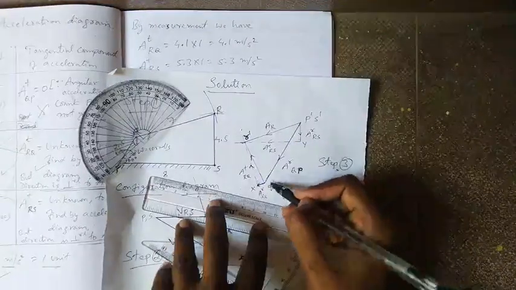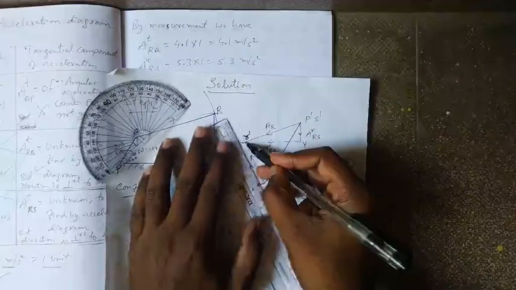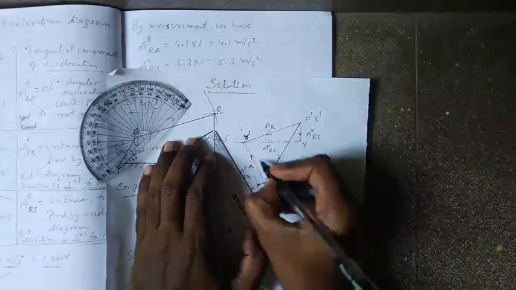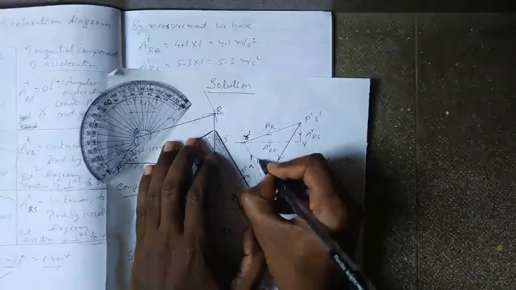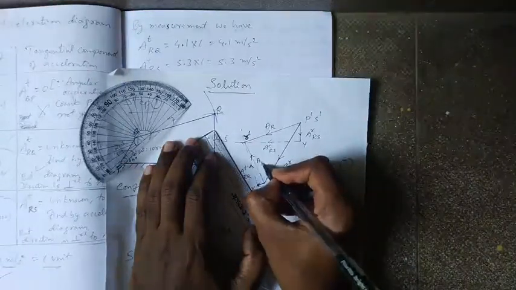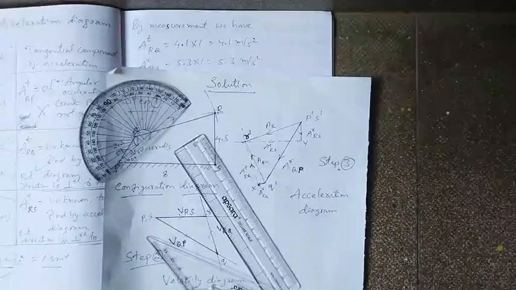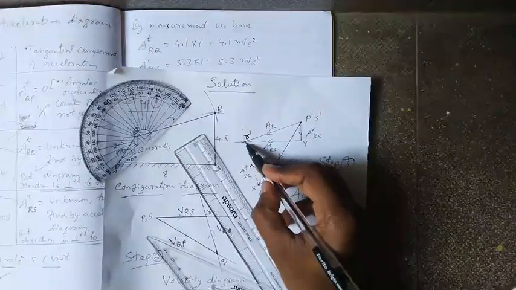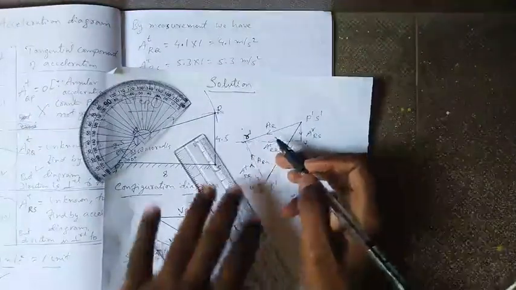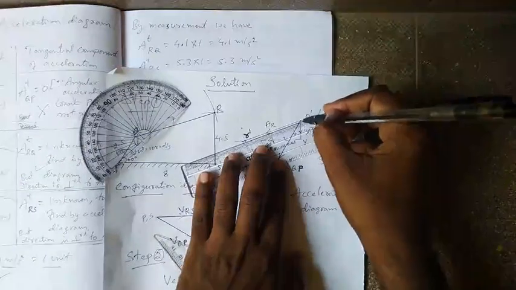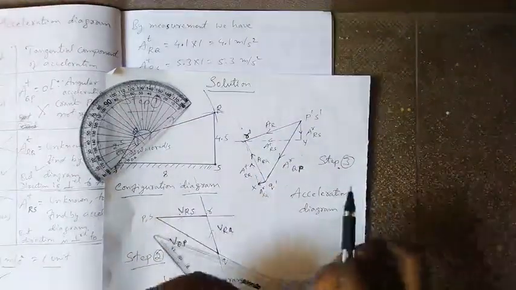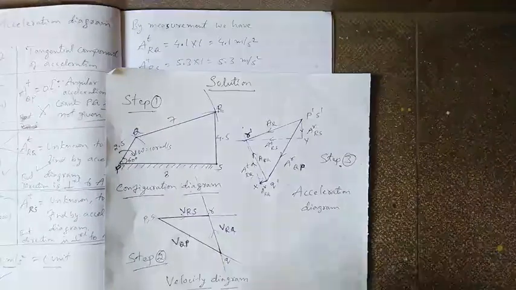If we now join Q dash with R dash, that will be the acceleration of link R with respect to Q. Finally, you join point P with R, and point S with R. That gives you the absolute acceleration AR, the acceleration of link R. Now we need to measure the values. Take the measurements which are needed.